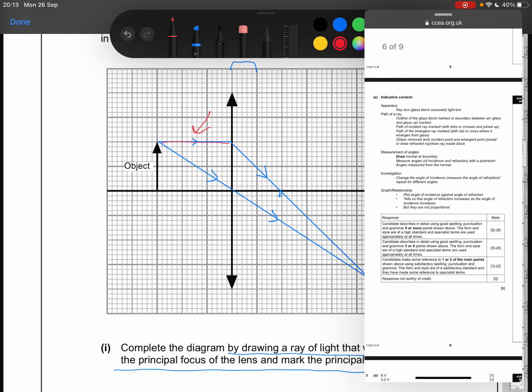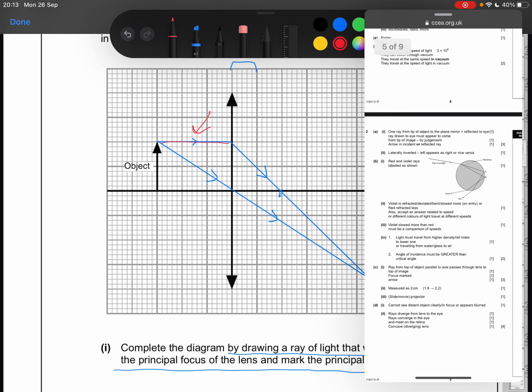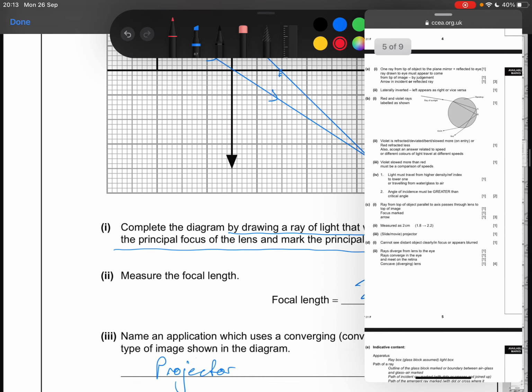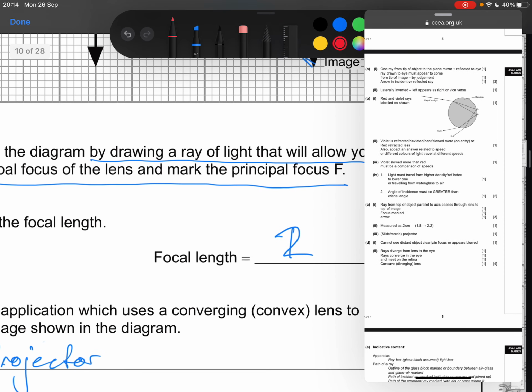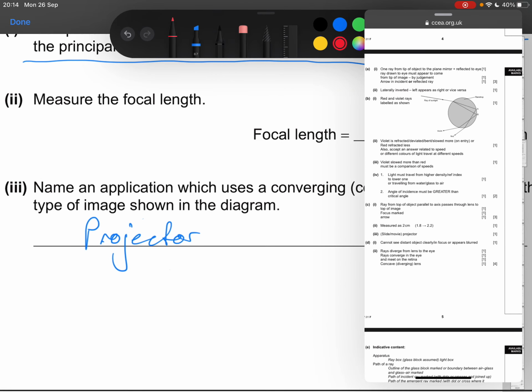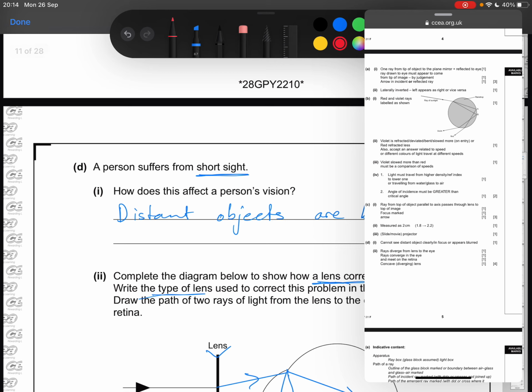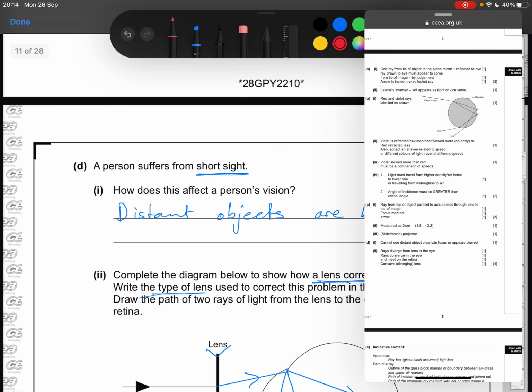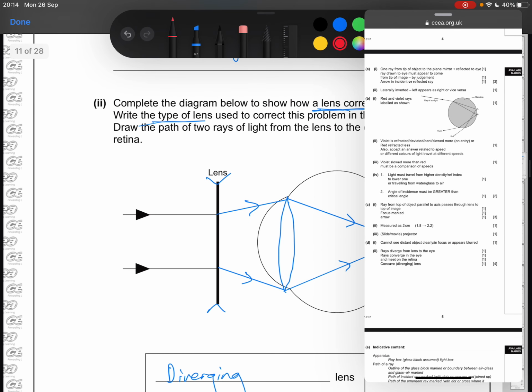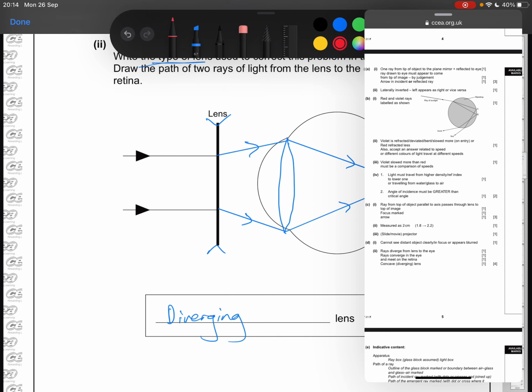That was question 2. And it's measured at 2 centimeters. There's that answer there, and projector is the right answer. Here, cannot see distant objects clearly, in focus, or appears blurred. So we've said distant objects are blurred. That's correct. And then correcting the diagram, the rays diverge from the lens to the eye. We've drawn that in, and then the rays converge in the eye and meet on the retina. And it's a diverging lens. So those are the answers with the mark scheme.